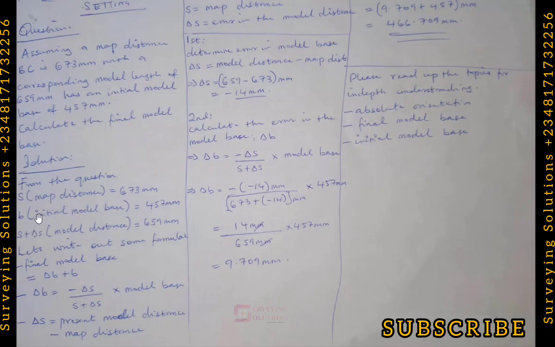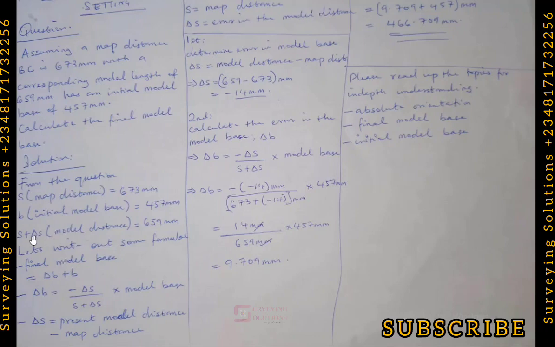Then we also saw something like initial model base, right? Good. So we have B. The map distance is denoted by S. Then the initial model base is denoted by B, and the value is what? 457 millimeters. Now there's a relationship between the map distance and the change in S, which we are going to see very soon, right? Good. That's the error in the model distance.